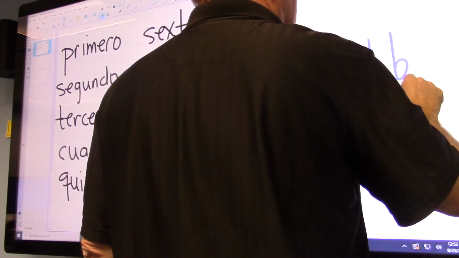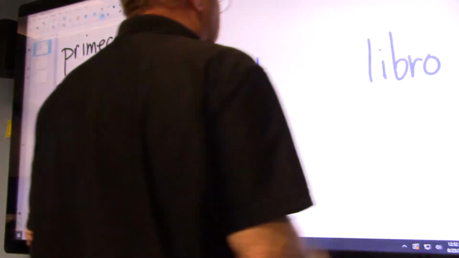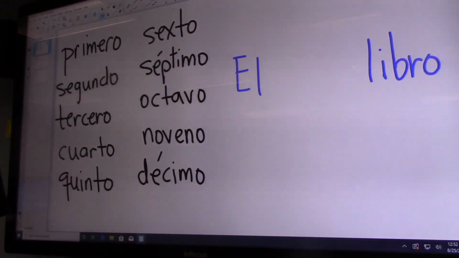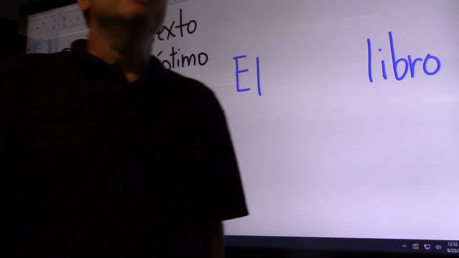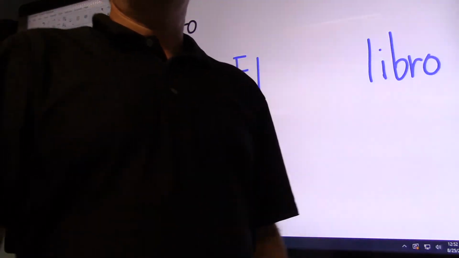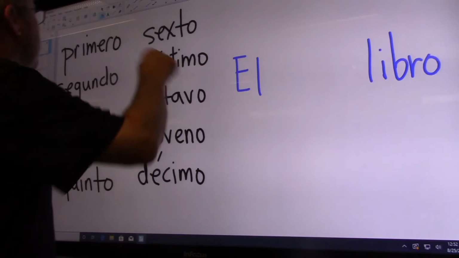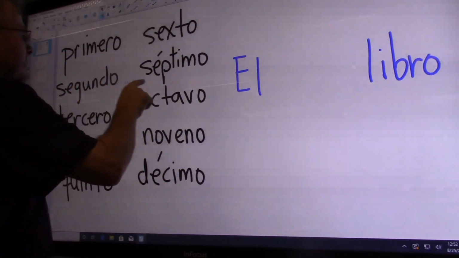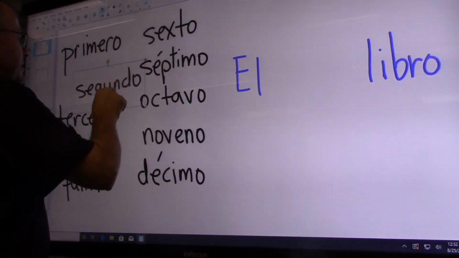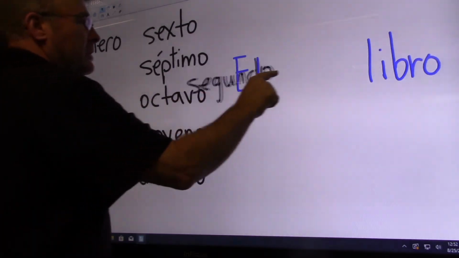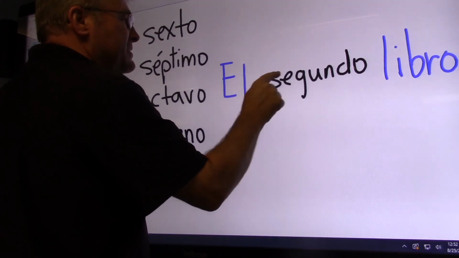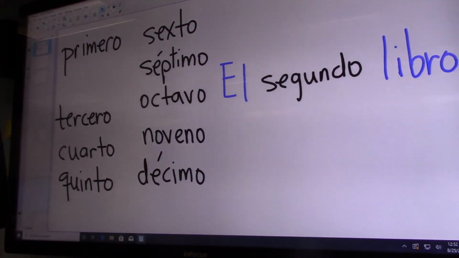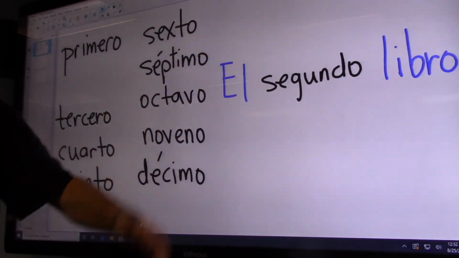Libro. Let's just talk about books. The whatever book. If I wanted to say the first book... well, actually, let me back up. We're going to get back to first and third in a second. If I wanted to say the second book, what would that sound like? El segundo libro. Which book is it? It's the second book. El segundo libro. Masculine segundo, masculine libro, right?